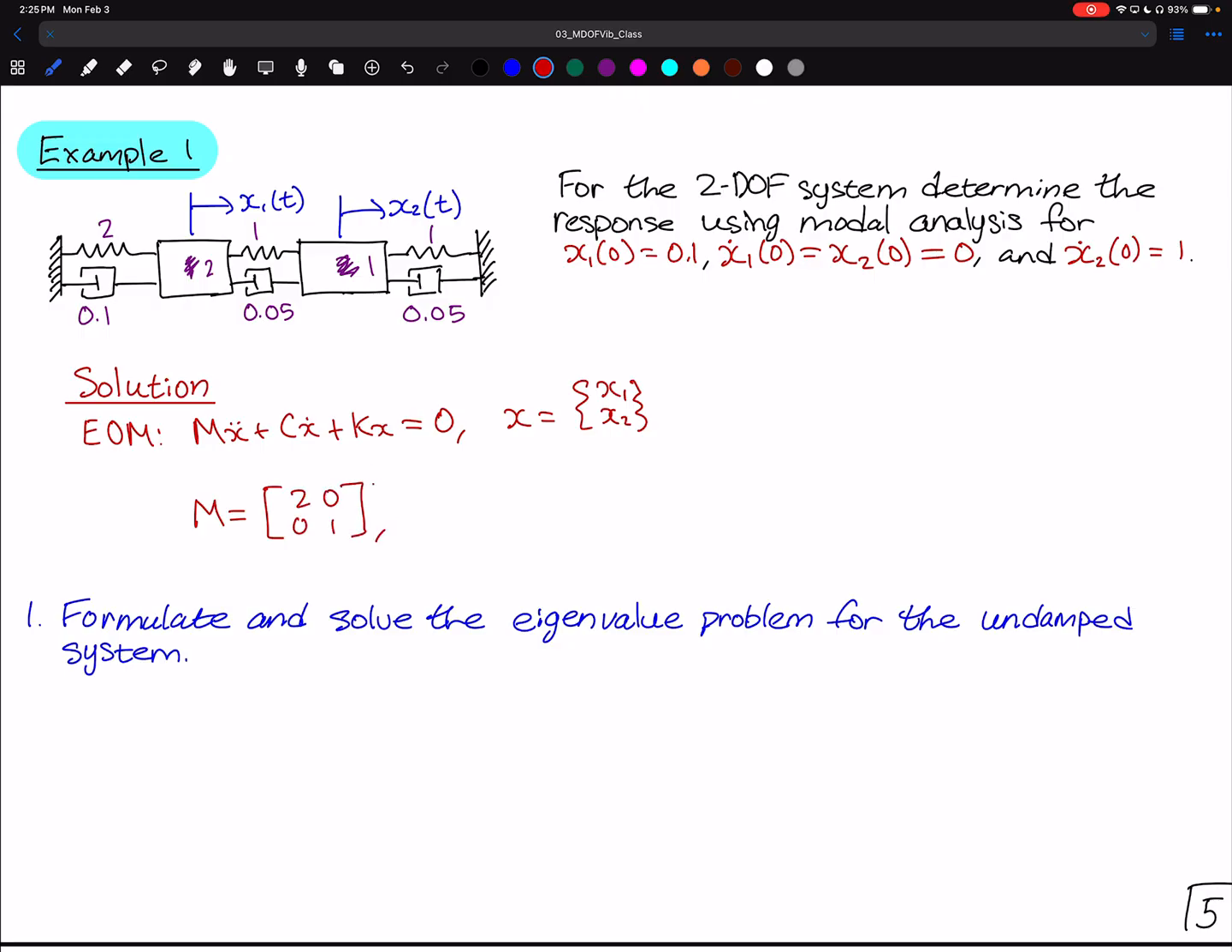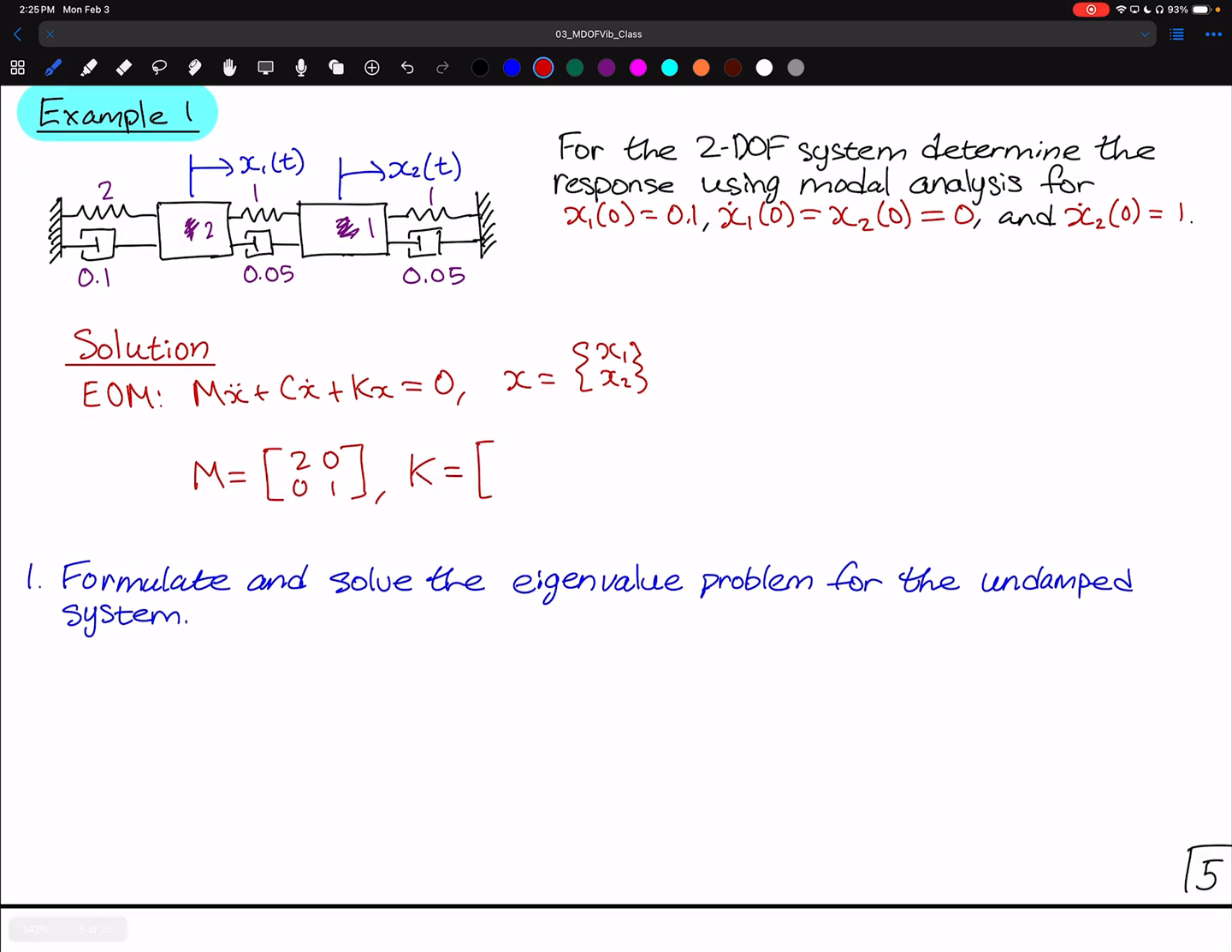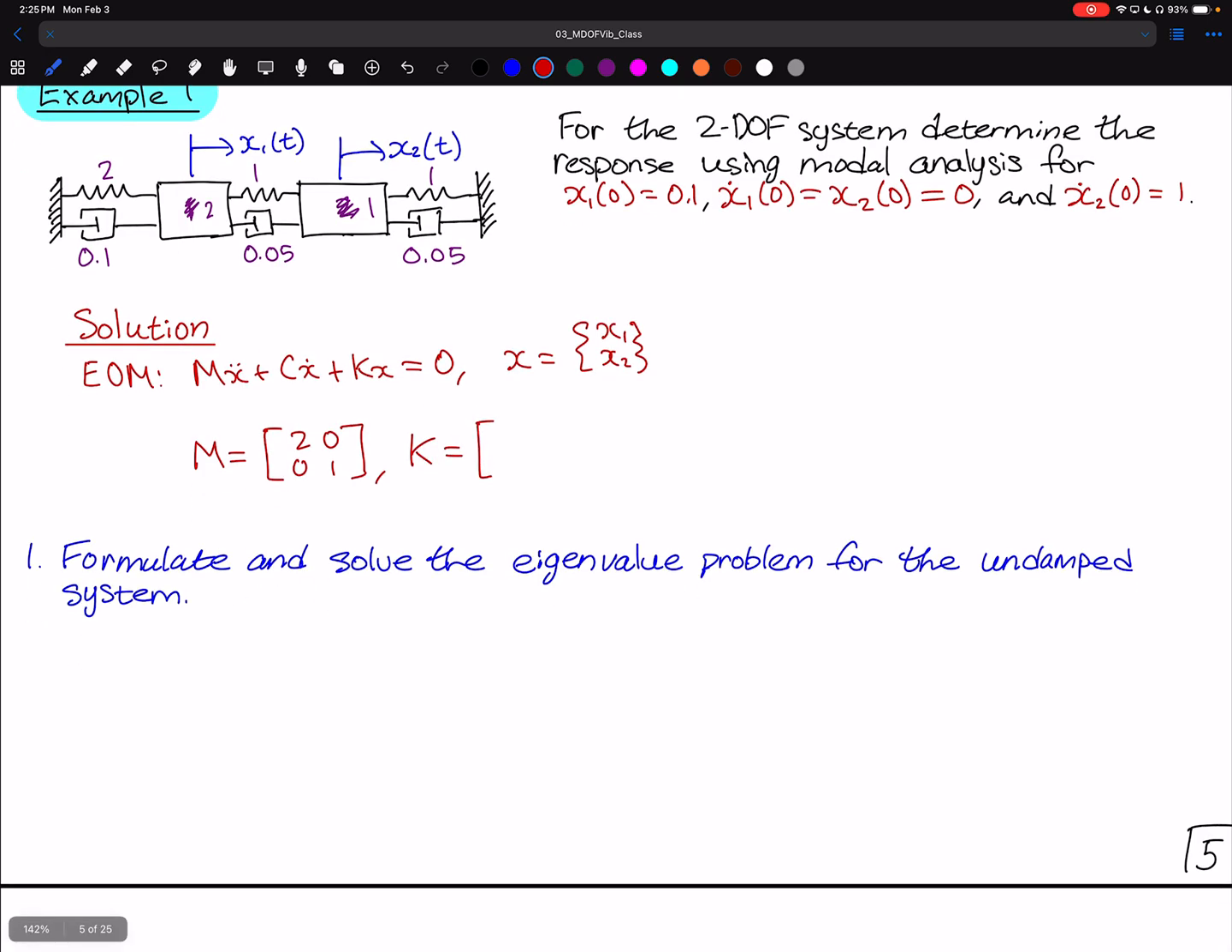The stiffness matrix K is equal to, looking at the springs that are acting on mass 1, we have a stiffness of 2 and a stiffness of 1. So the first entry here is going to be 3, and then the off-diagonal term will be minus 1 because of that coupling spring, and then minus 1 down there, and then lastly, we'll add the 1 and the 1 together to get 2.